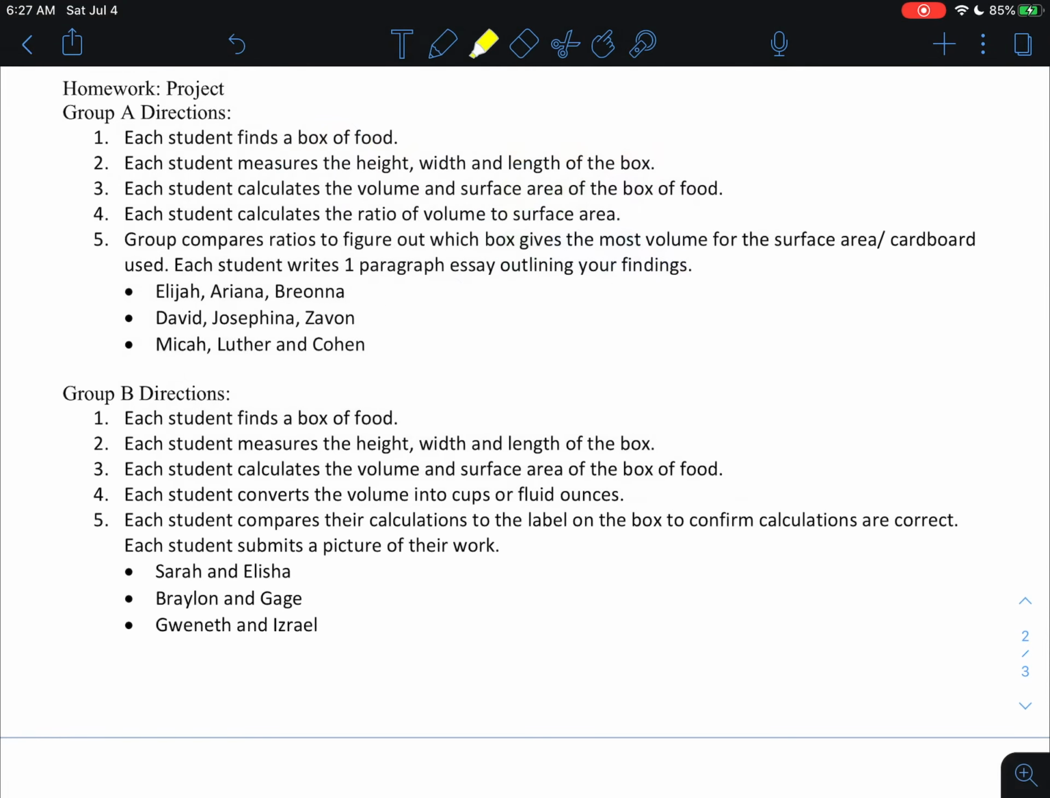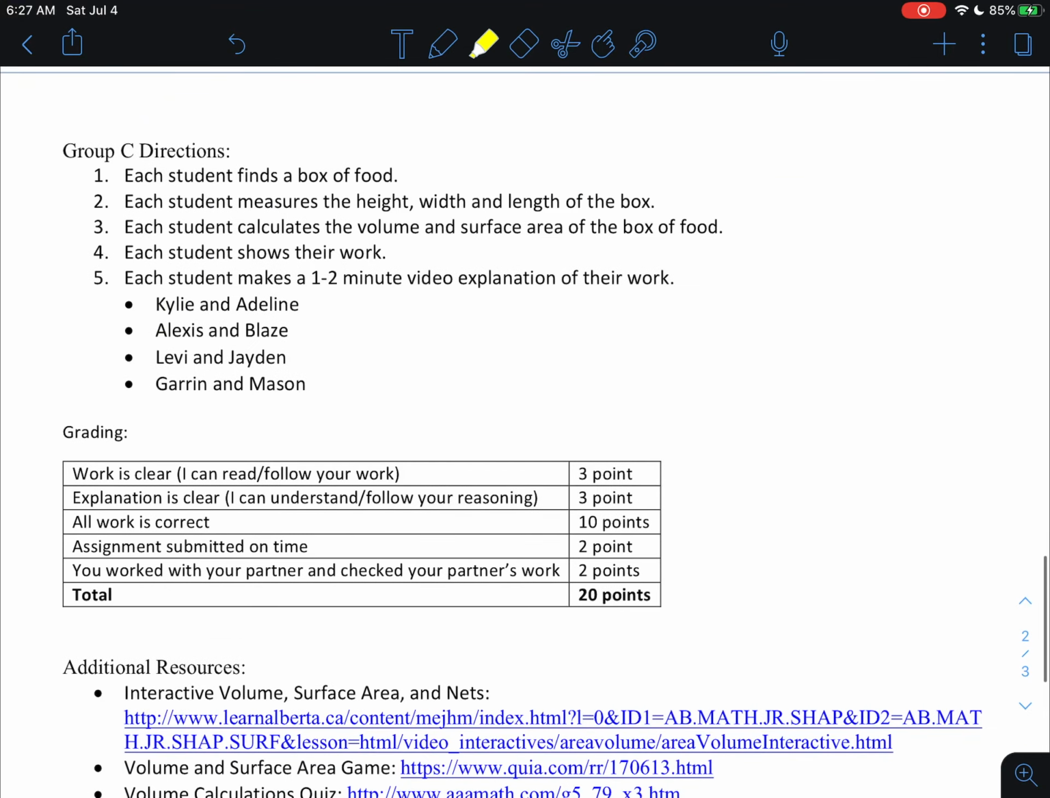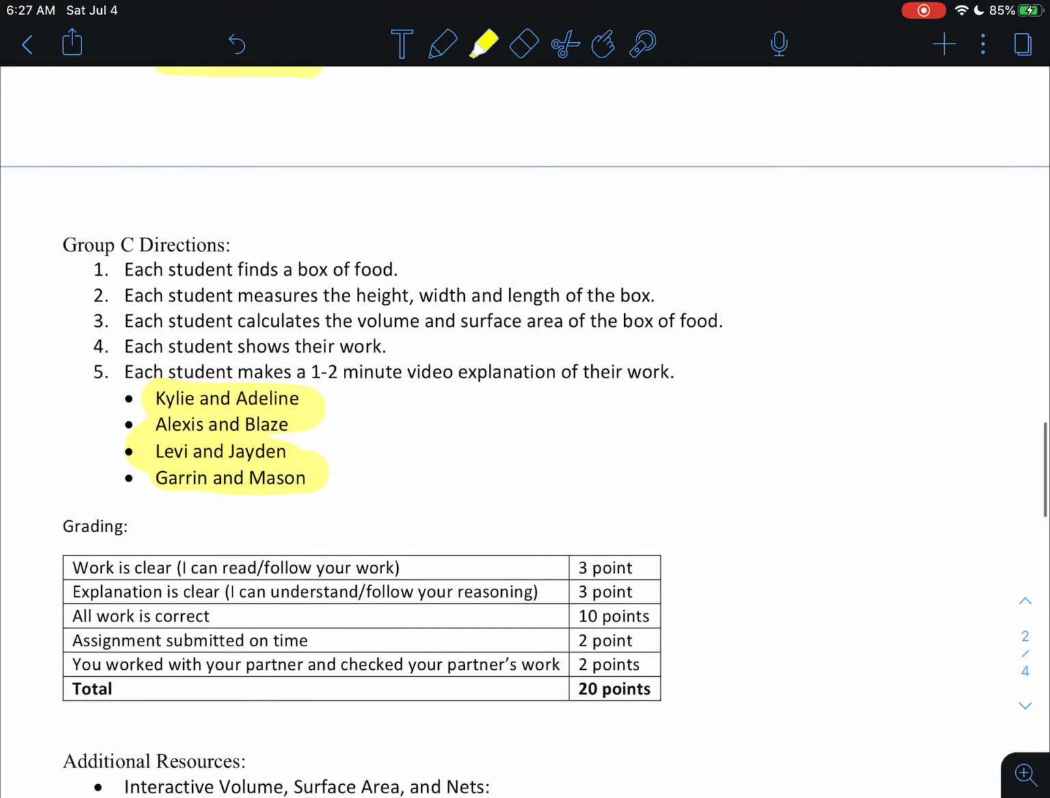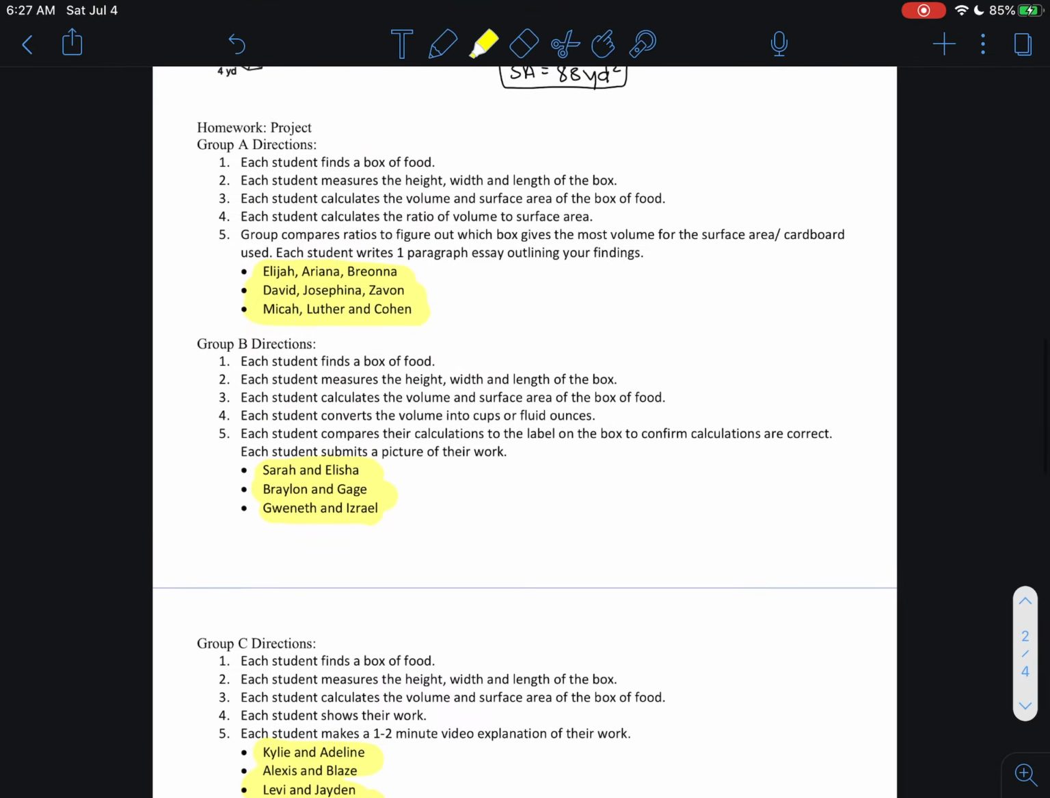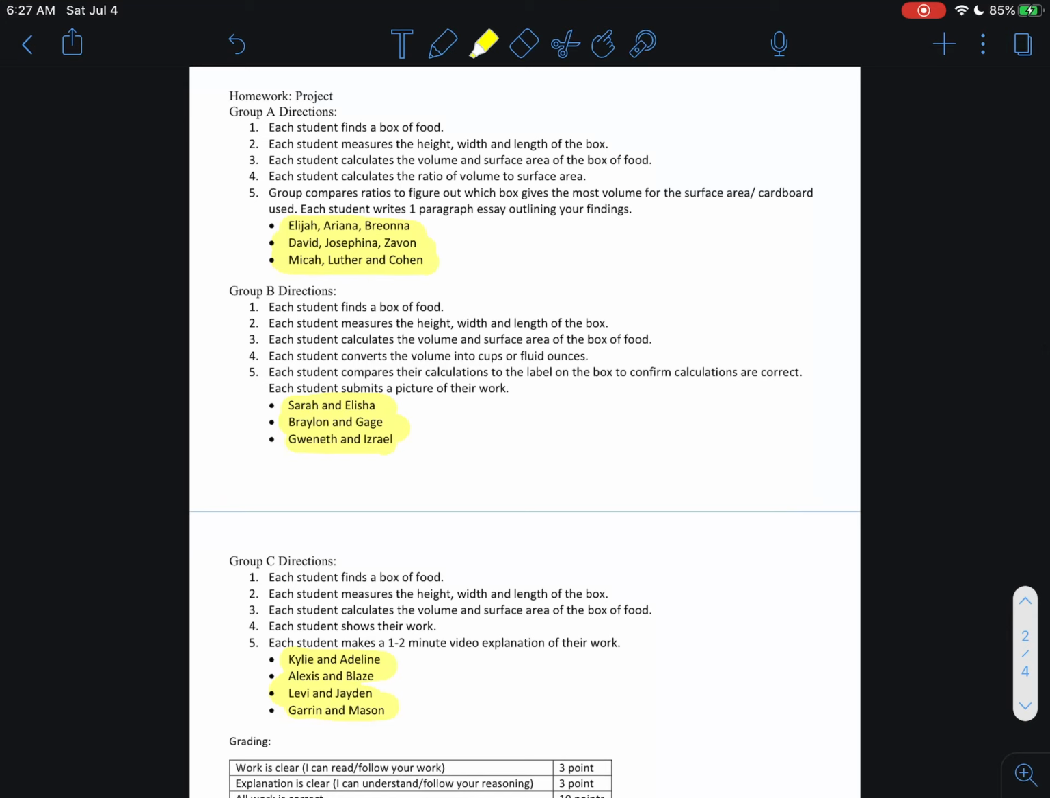And so you need to find your name. You might be in one of these groups. You might be in one of these partnerships. And you might be in one of these partnerships. So find your name in there somewhere. And then you want to follow along with me. You want to read the directions. And the directions pretty much start out the same.